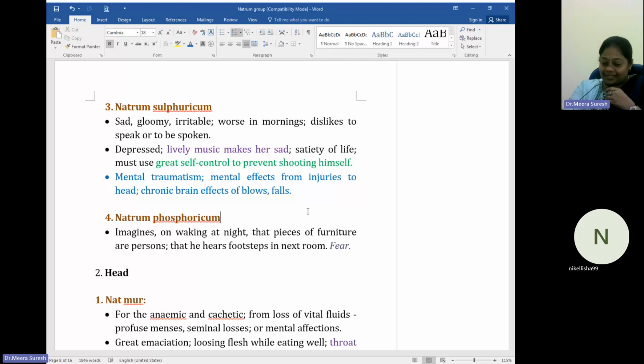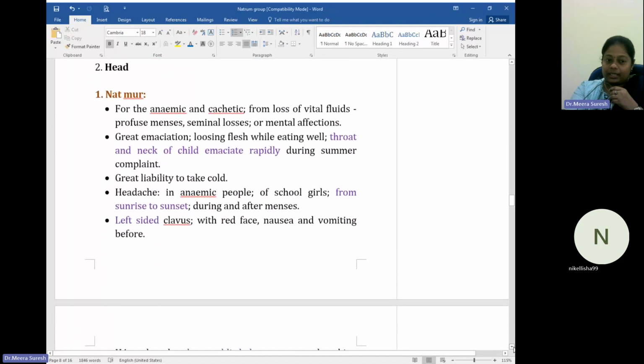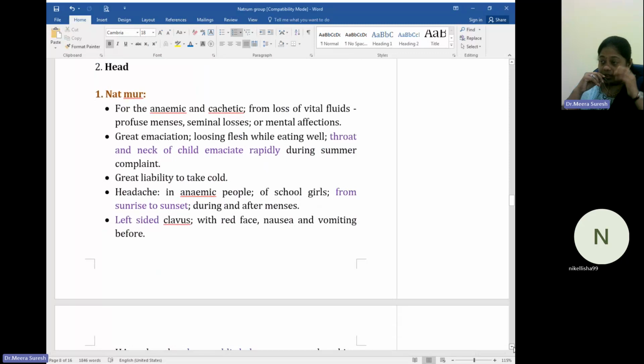So that is about the mind: the gloomy, extreme gloomy, and natrum carb, especially the carb features, the imbecility, and in natrum sulph, the mental traumatism. Then in case of head, it is very important in all the natrums, natrum mur, natrum carb, and even natrum sulph. The head symptoms are very important. So there will be headache for natrum mur.